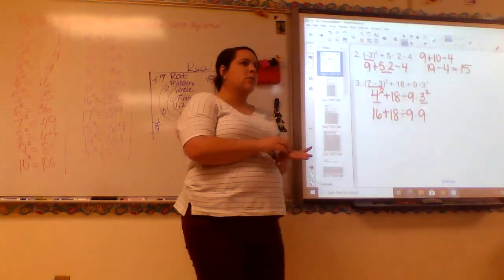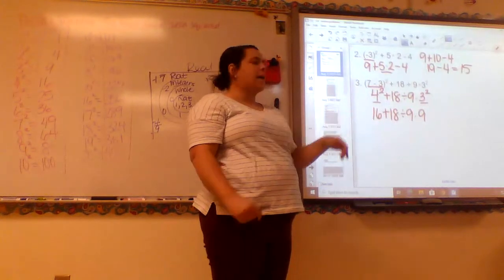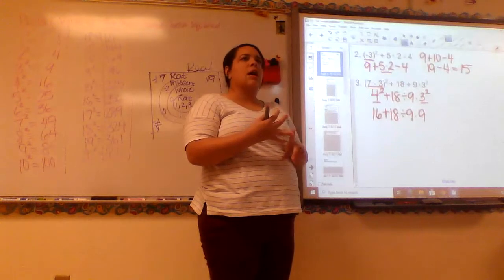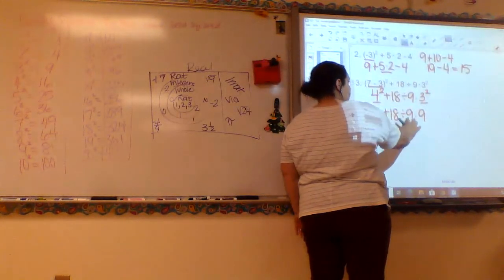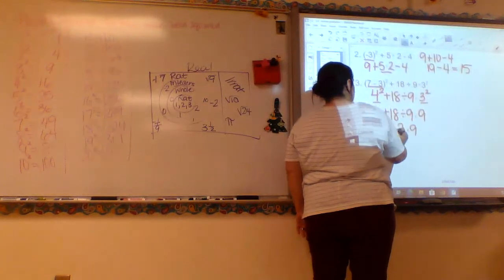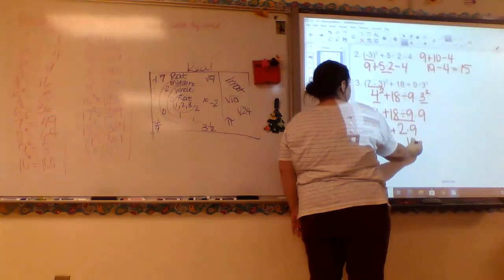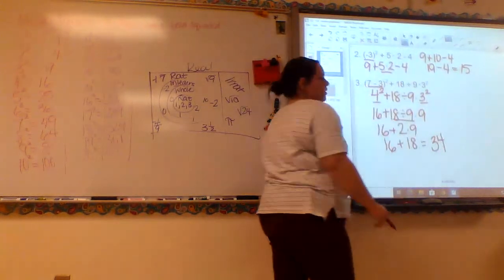And then here's where Simon was asking. I now do my multiplication and division from left to right. So I do have division and I do have multiplication, but I do it from whatever comes first to last. So 18 divided by 9 is 2. And then 2 times 9, that's 18. And then 16 plus 18 is 34.